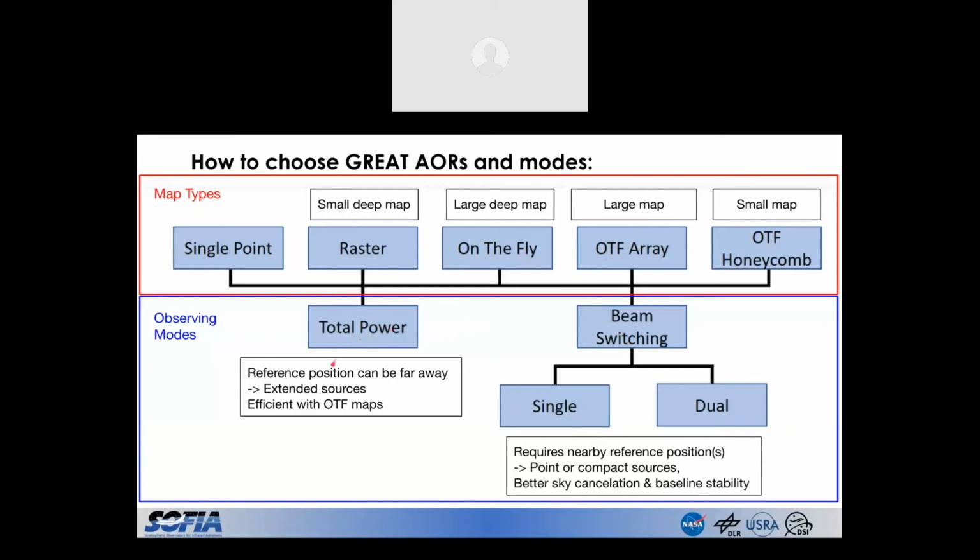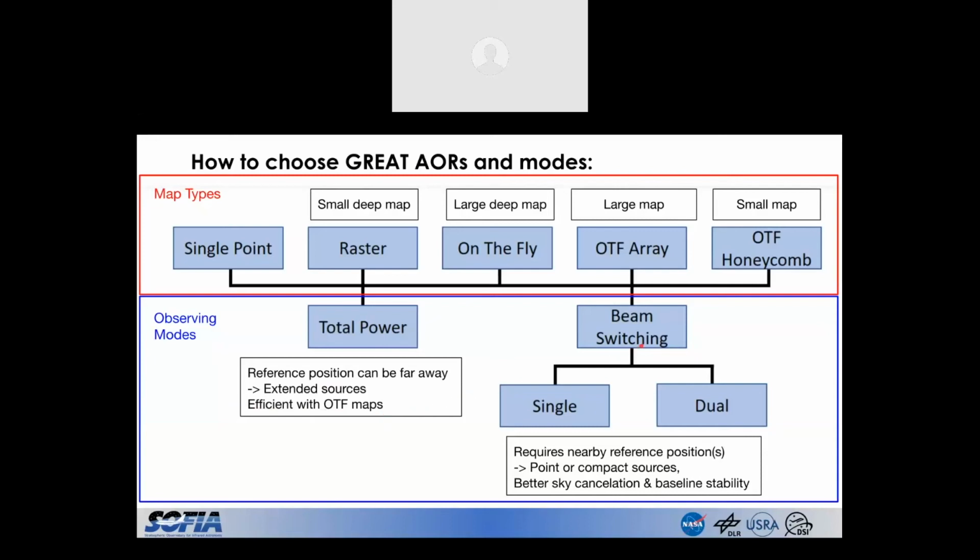Total power is when you move the telescope to a reference position. It can be far off, so that's the typical mode you use for large maps, because you're mapping a large area since the source is extended, and thus your reference position, which has to be free of emission, has to be far away, and then total power is the only way to go. It also works very efficiently with OTF maps.